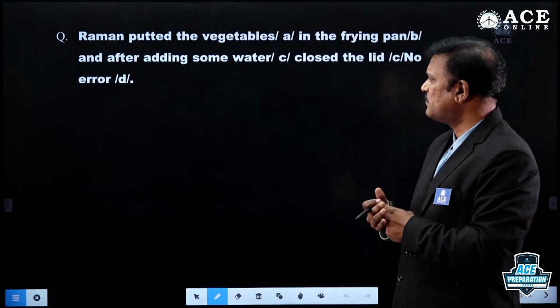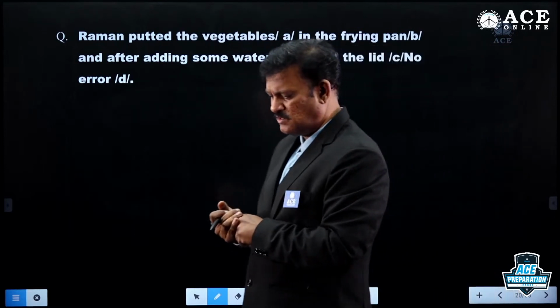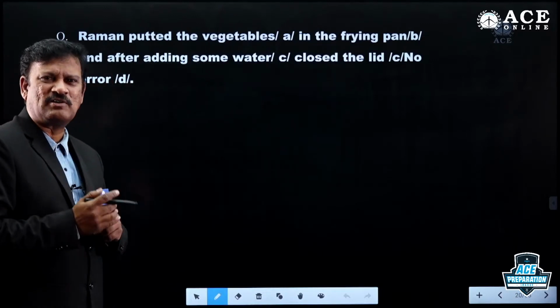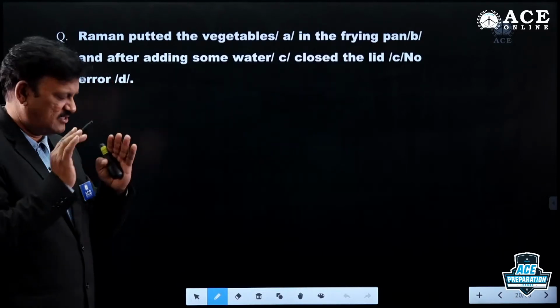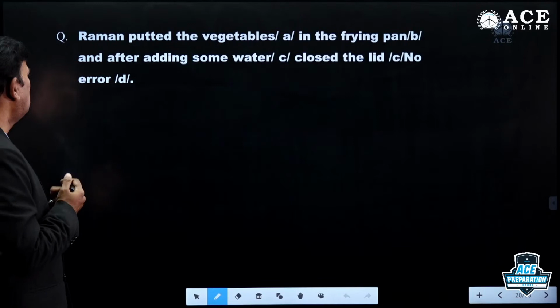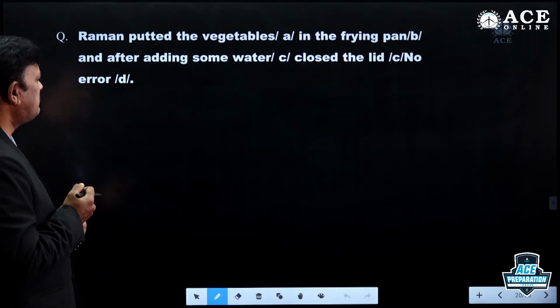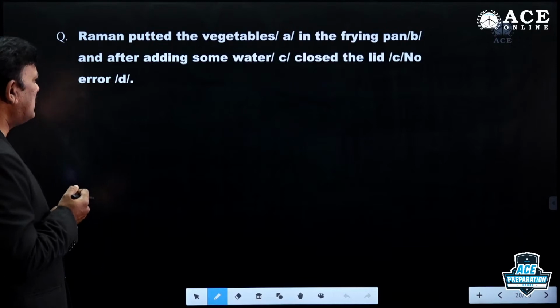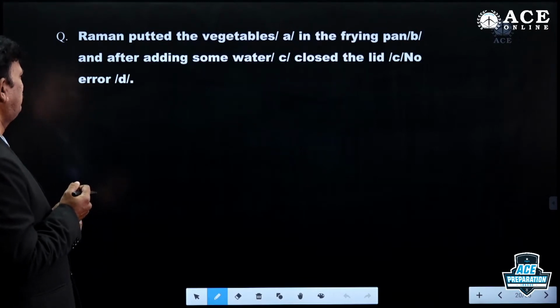This is one of the questions from SSC CGL. Check it out. Don't be in a hurry to find out the error. Just relax and look at the sentence first. Raman putted the vegetables in the frying pan and after adding some water, closed the lid.